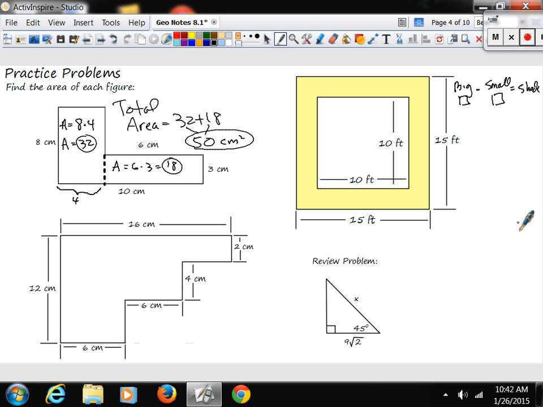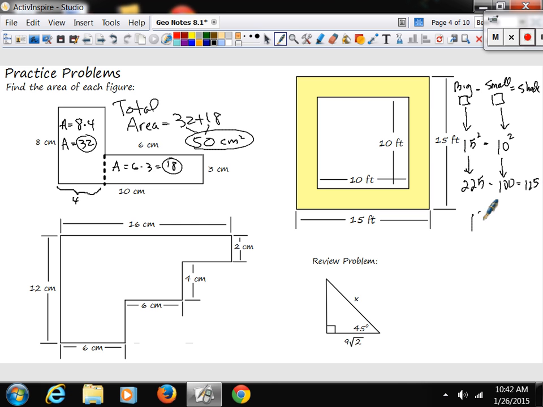Okay, so that's what the plan is. That's our plan of attack. That's why I wrote it down first. Now the big square is going to be 15 squared. The small square is going to be 10 squared. Y'all good with that? Because 15 squared, 15 times 15 is the whole thing. 10 times 10 would be this middle part. So 15 squared is 225. And 10 squared is 100. So 225 minus 100 would be 125.